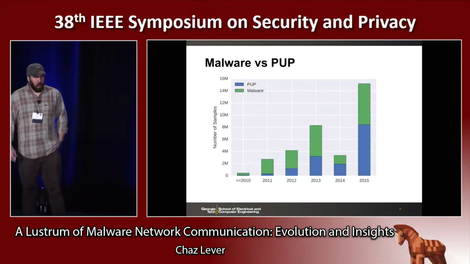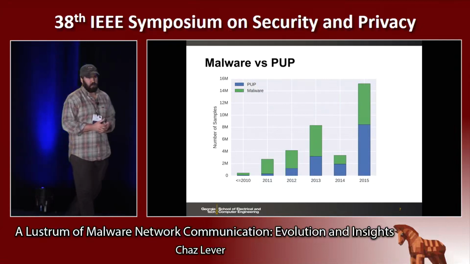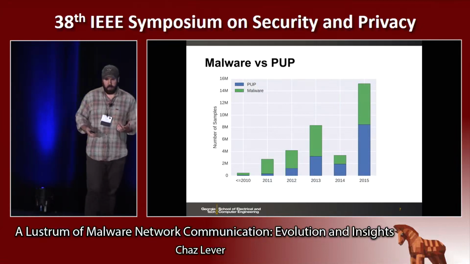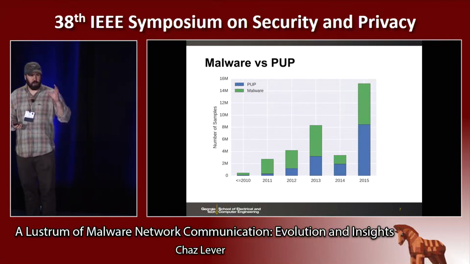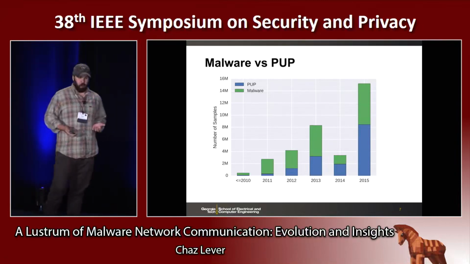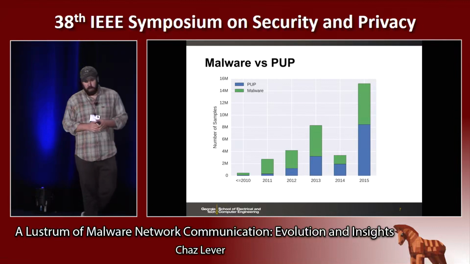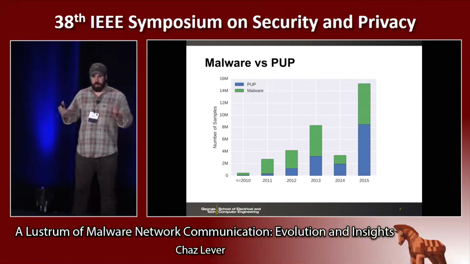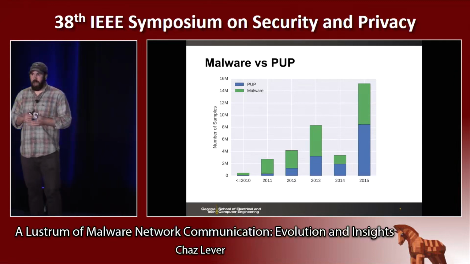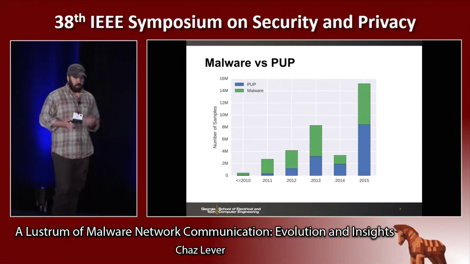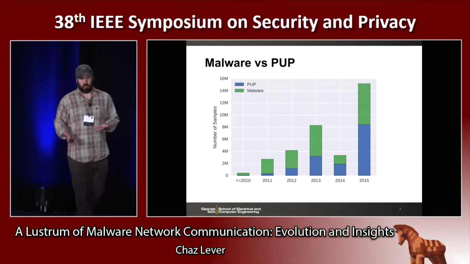And so when we actually take a look at this from the perspective of what types of malware, we broke this into a classification between traditional malware and potentially unwanted programs. And when we look at the growth between these two different types of malware, what we see is that by 2015, PUP had actually overtaken traditional malware in terms of the number of raw samples that we saw.